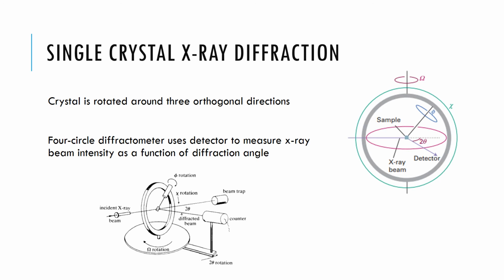In single crystal X-ray diffraction, that single crystal is rotated around 3 orthogonal directions, and you use something called a 4-circle diffractometer and a detector to measure the X-ray beam intensity as a function of that diffraction angle.